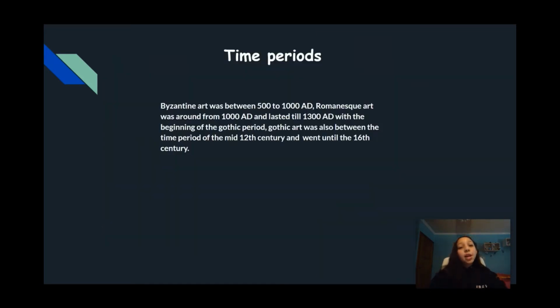Time periods. Byzantine art was between 500 to 1000 AD. Romanesque art was around 1000 AD and lasted until 1300 AD with the beginning of the Gothic art period. Gothic art was also between the period of the 12th century and went into the 16th century.